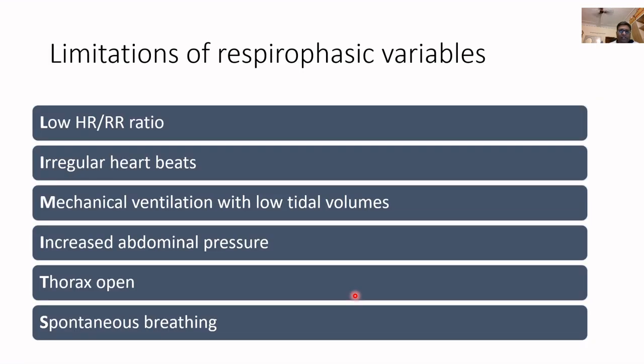The limits of these respirophasic variables are that you need a low heart rate to respiratory rate ratio. A very high heart rate may not be good. Irregular heartbeats and arrhythmias should not be present, because any arrhythmia will interfere with ventilation-induced changes in right ventricular preload. Mechanical ventilation with low tidal volumes is not going to impact intrathoracic pressure much. Increased abdominal pressure will also limit the changes. An open thorax will totally diffuse the pressures, so pressure changes will be totally opposite.